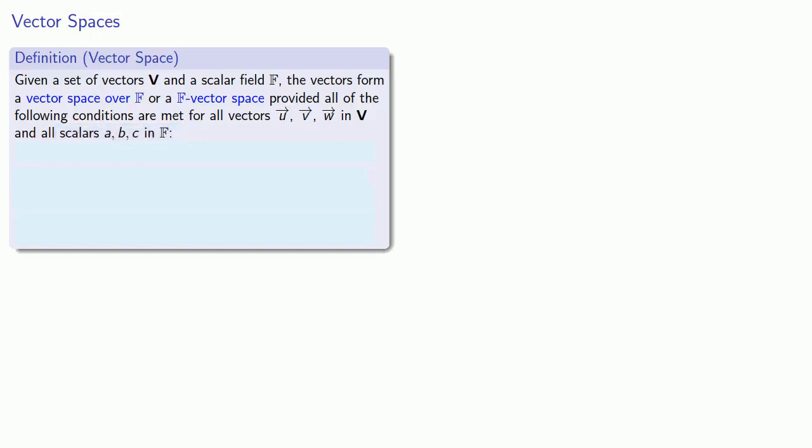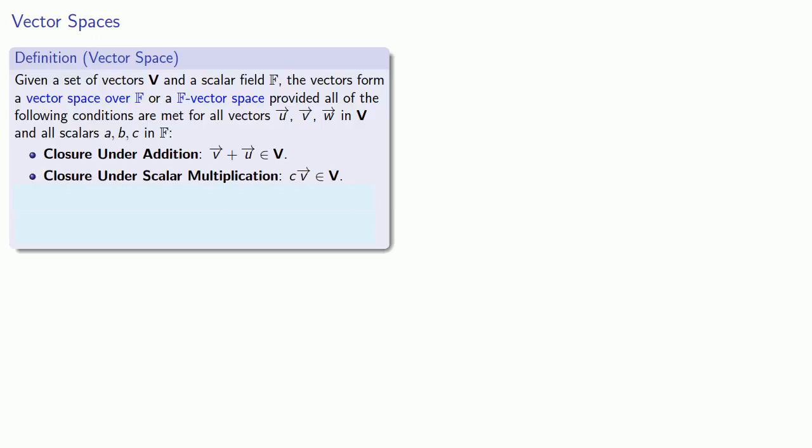First, we have to have closure under vector addition. When I take two vectors v and u, their sum is also going to be one of the vectors in our set. Next, we have to have closure under scalar multiplication. If I take some scalar c from our field F, then the scalar multiple c times my vector has to also be an element of my set of vectors.